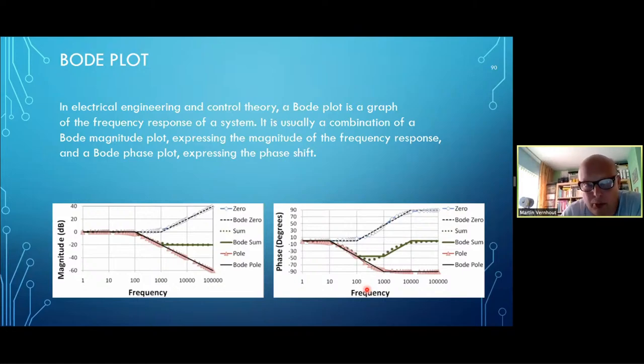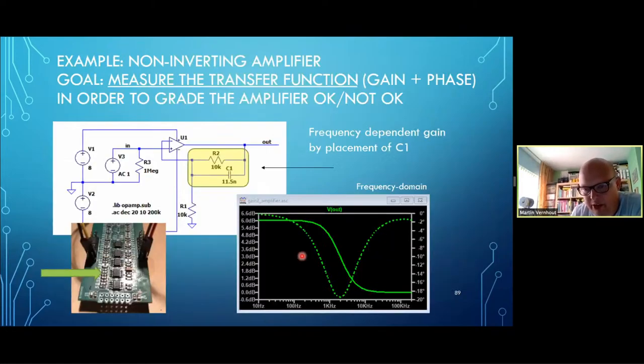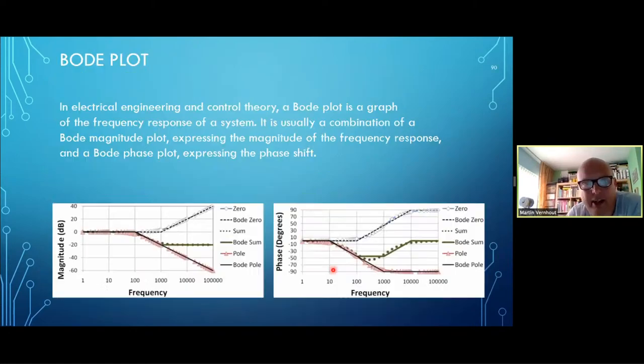We call that a Bode plot. It's this right side, the frequency and phase transition of that amplifier. And the Bode plot graphs the frequency response of the system, one for magnitude, amplification, and the other one for the phase.